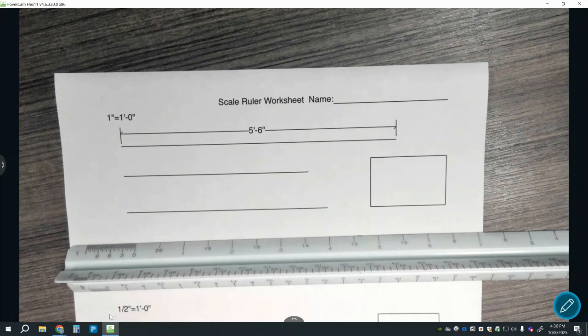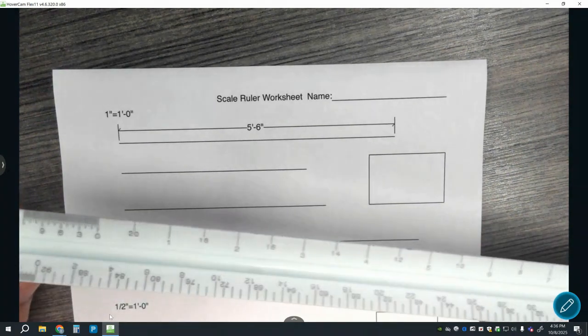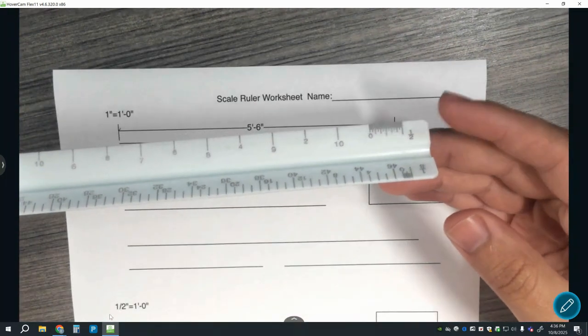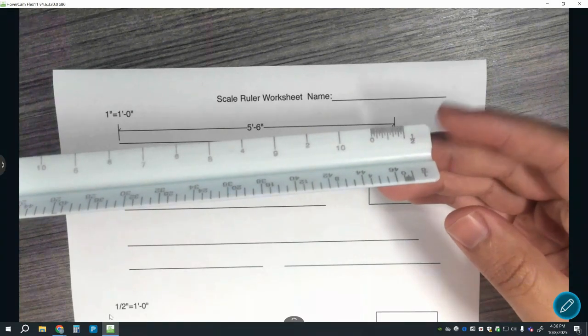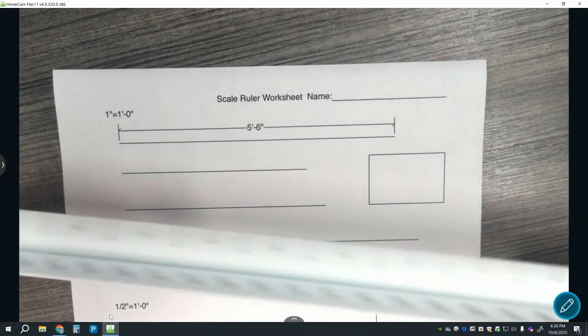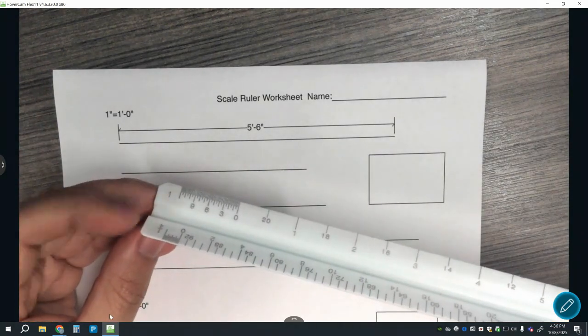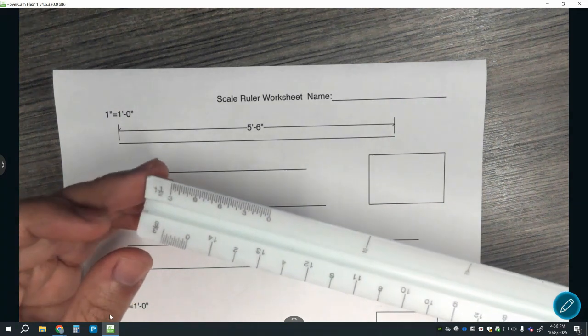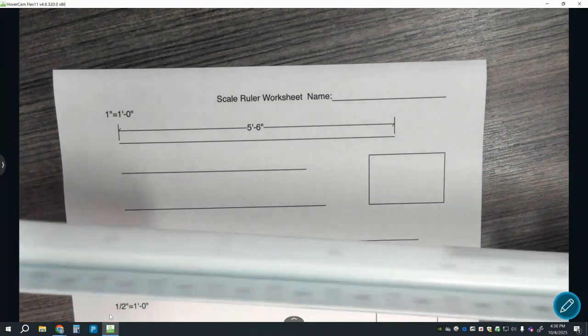Hello, today we are going to learn how to use this architecture scale. First of all, you're going to notice there's a lot of numbers. It's very similar to a ruler, but it differs in many ways. So here we have a half-inch scale. We have a 1/8 inch scale here, a 1 inch scale, quarter-inch scale, and if you keep rotating, you'll see all these number of scales here.